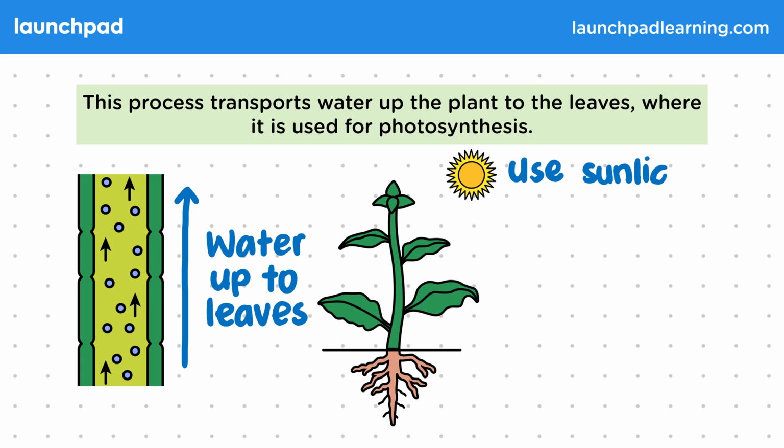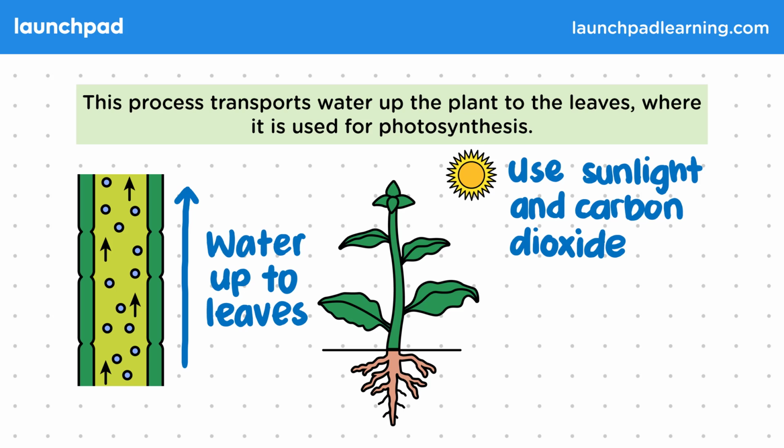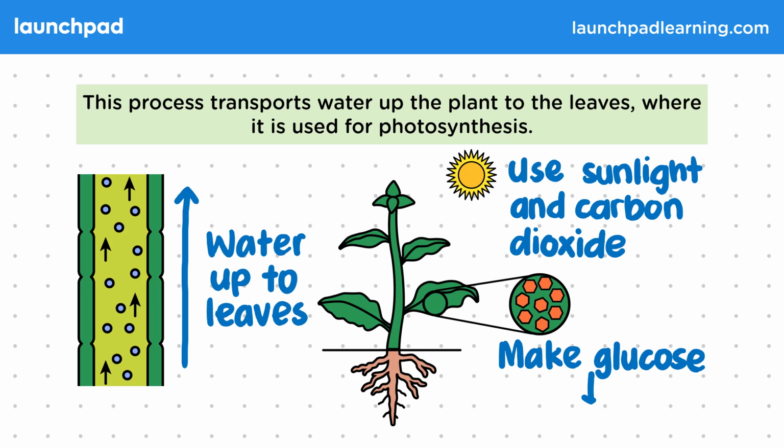Photosynthesis then uses energy from sunlight to react the water with carbon dioxide from the air. These reactants then produce glucose in the leaf, which is used for further photosynthesis. Can you think of another reason that plants need water? For example, imagine a plant that's not been watered for some time. What does it look like?